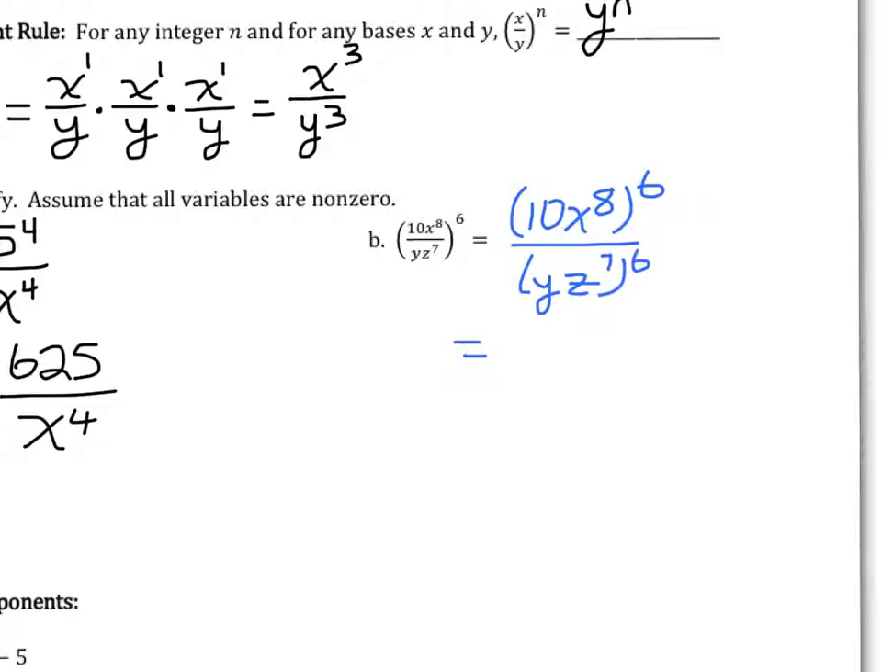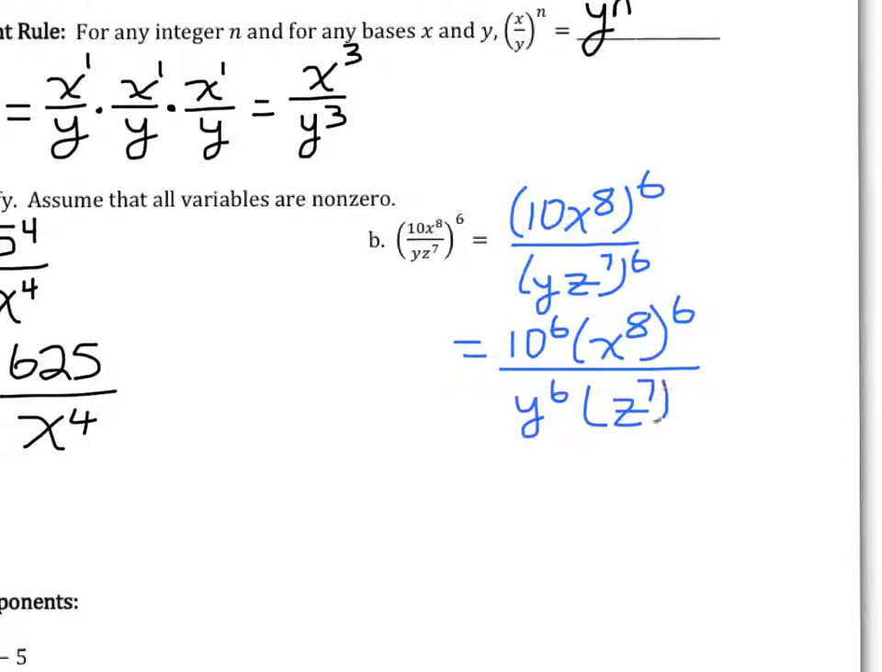All right, now I see a power of a product rule. That means everything inside of each of those parentheses gets raised to the 6th power. So I'm going to have a 10 to the 6th power, x to the 8th to the 6th power, over y to the 6th power, times z to the 7th to the 6th power. Of course, 10 to the 6th power is 1 million.